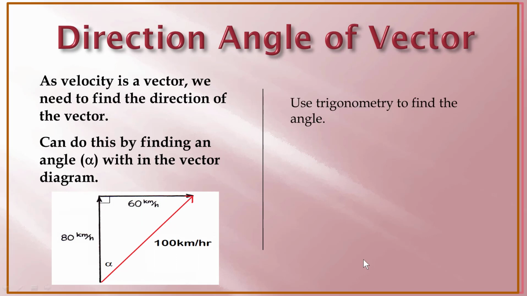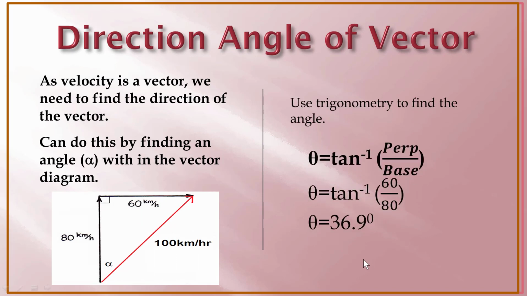How? Again, using trigonometry, we can say theta is equal to tan inverse of perpendicular over base. Perpendicular is 60 and base is 80, because you know that the side which has both the 90 degree angle and the unknown angle is always the base, and the side opposite to the unknown angle is the perpendicular. So 60 is perpendicular and this 80 is base. So theta is 36.9 degrees, the exact value. Okay, 36.9 degrees is the angle. We have calculated magnitude as well as direction with the help of trigonometry.